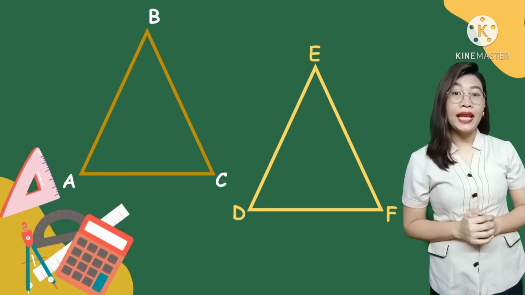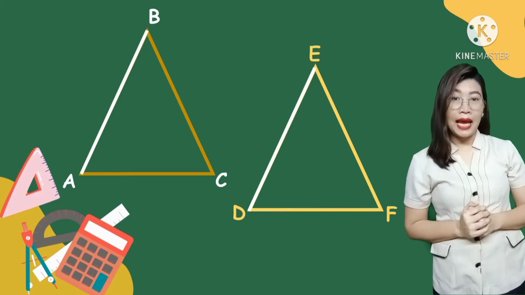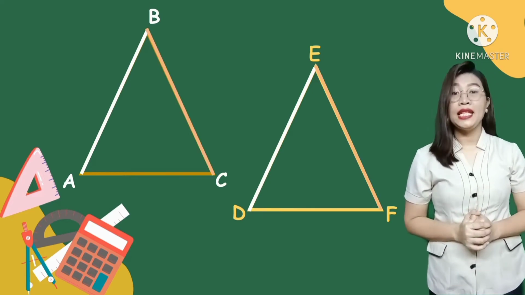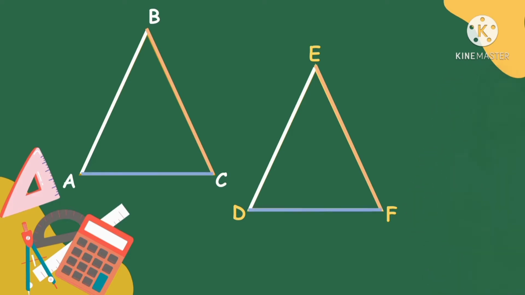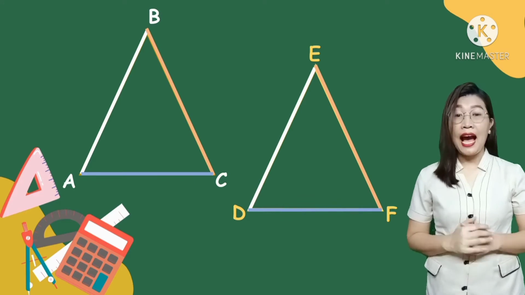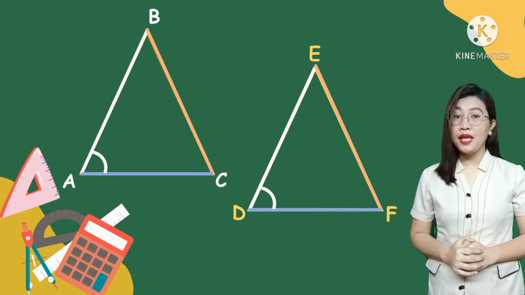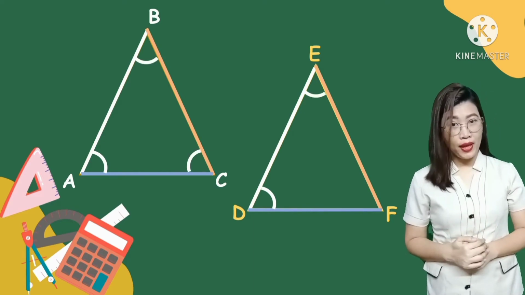First, we have side AB is congruent to side DE, and side BC is congruent to side EF, and side AC is congruent to side BF. Corresponding angles. Angle A is congruent to angle B. Angle B is congruent to angle E, and angle C is congruent to angle F.